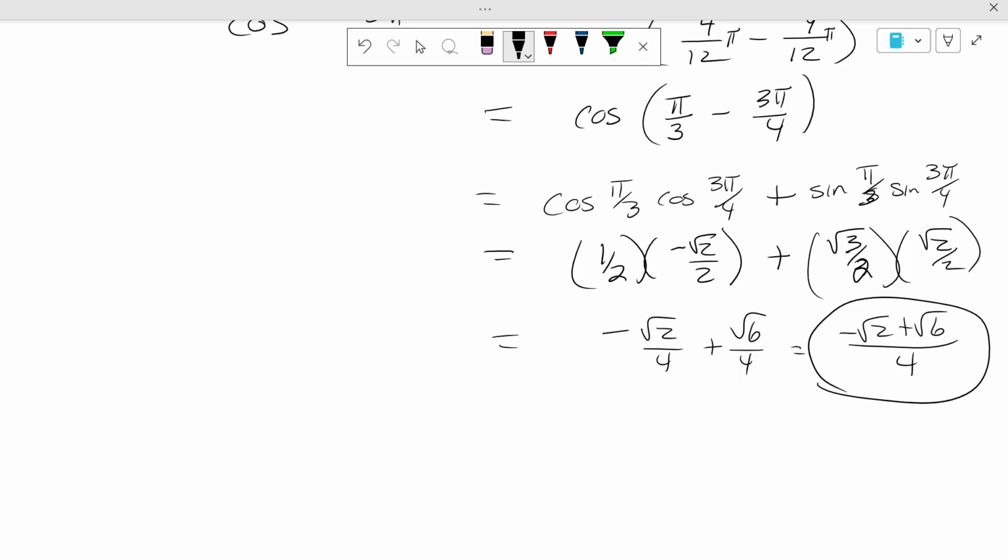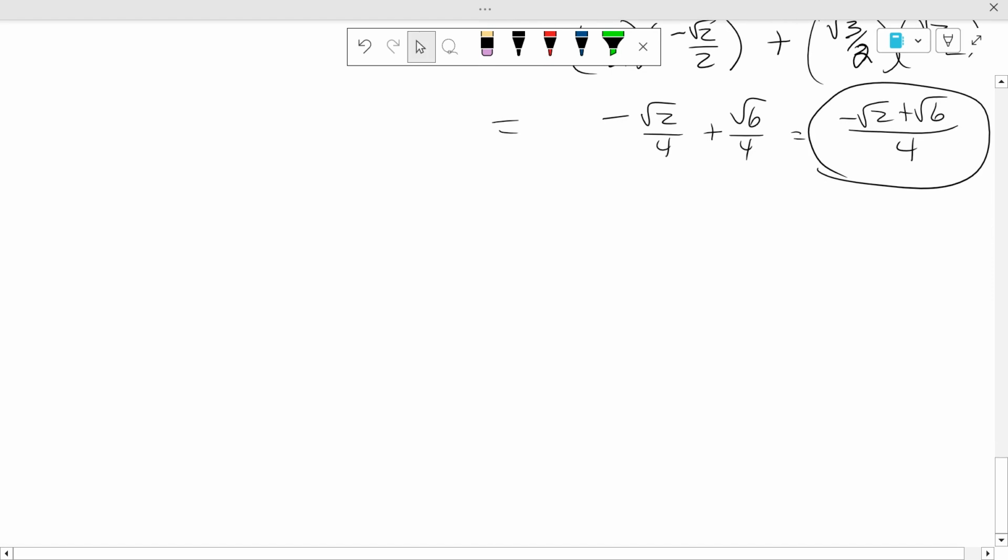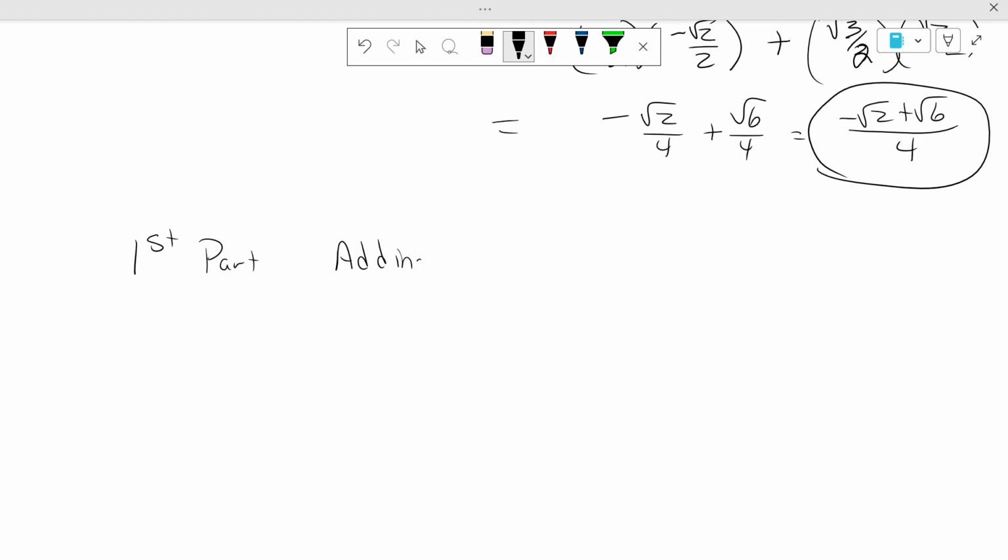Okay, the assignment is broken up into 3 different parts. The first part is adding fractions. So you're adding fractions like pi over 2 plus pi over 6. So you get a common denominator and solve.